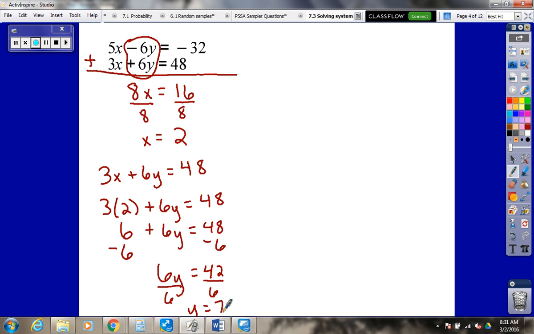Okay, any questions about any of the work that I just did? Okay, so I end up with y equals 7. We used the bottom equation to find y, so let's use the top equation to check.